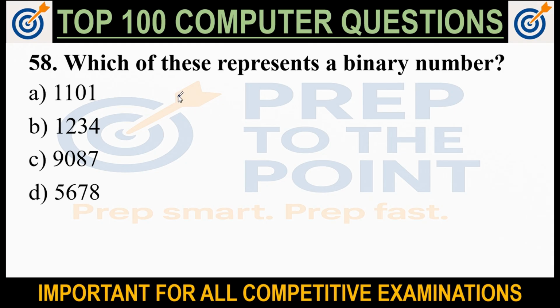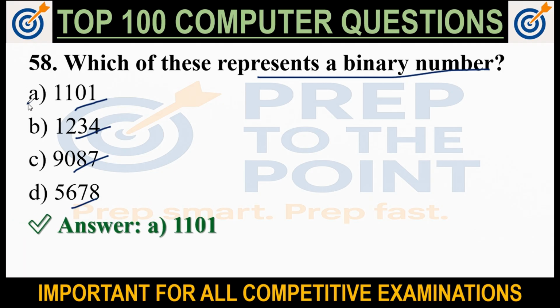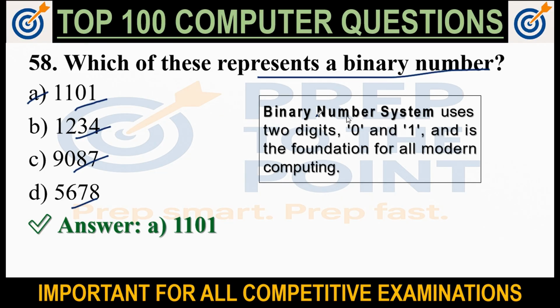Which of these represents a binary number? 1101, 1234, 9087 or 5678? The answer is 1101. As you know, a binary number consists only of 1 and 0. So in options other than option A, all numbers have digits like 1, 2, 3, 4, 9, 0, 8, 7, 5, 6, 7 and 8 which are not digits of a binary number. The binary number system uses 2 digits, 0 and 1, and is the foundation for all modern computing.